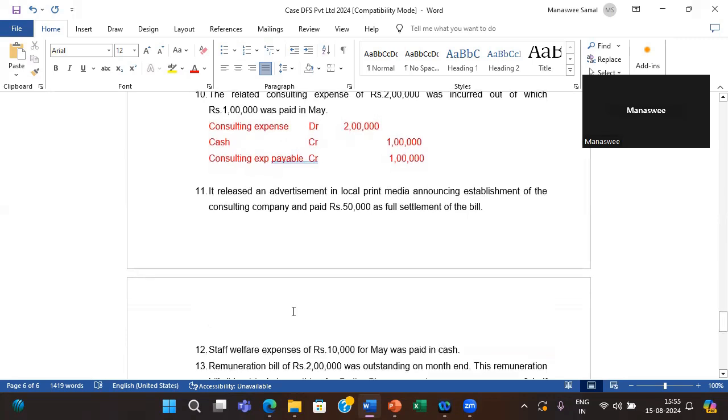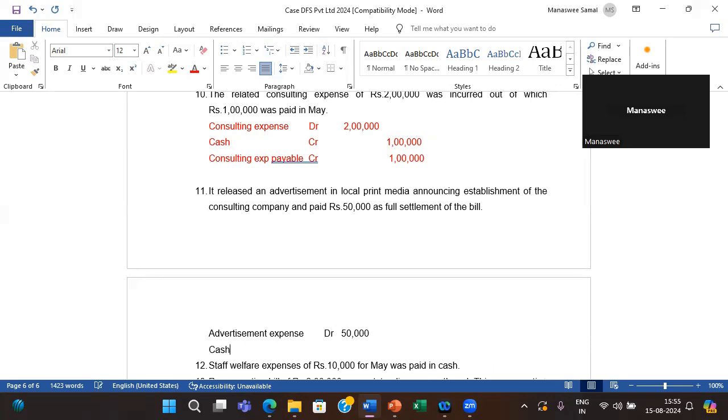Okay. So what we'll do, we just paid advertisement expense, so we'll call it advertisement expense. Debit, it's an expense that should be debited. It is increasing by 50,000, and then cash we are paying. Cash we are paying is credit. So that is 50,000.